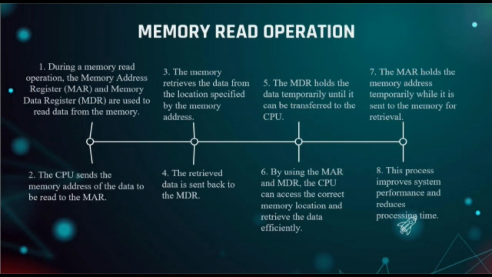Let's see the memory read operation. During a memory read operation, the memory address register MAR and memory data register MDR are used to read data from the memory. The CPU sends the memory address of the data to be read to the MAR. The memory retrieves the data from the location specified by the memory address. The retrieved data is sent back to the MDR. The MDR holds the data temporarily until it can be transferred to the CPU.